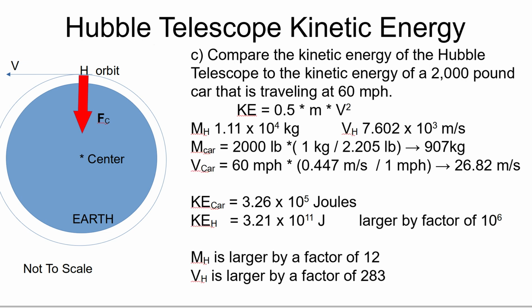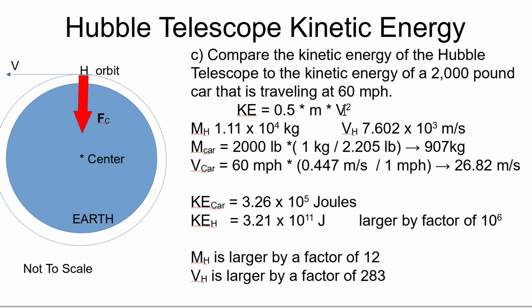But what about the kinetic energies? The kinetic energy of the Hubble telescope, 1/2 mv squared is our formula for kinetic energy. We will have to put in the mass of the Hubble telescope and put in the magnitude of the velocity of the Hubble telescope in its orbit. So we know these numbers from previous pages, given information on the mass of the Hubble telescope, the speed of the Hubble telescope in its orbit, and later we'll need this for the kinetic energy of the car. I'm picking just sort of a run-of-the-mill car, 2,000 pounds, 907 kilograms, and the 60 miles per hour, converted to meters per second, is 26.8 meters per second.